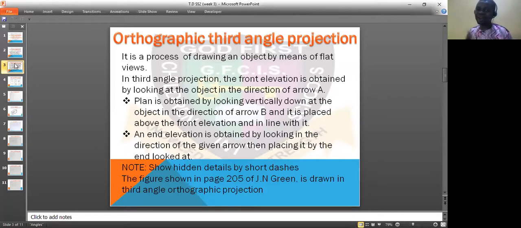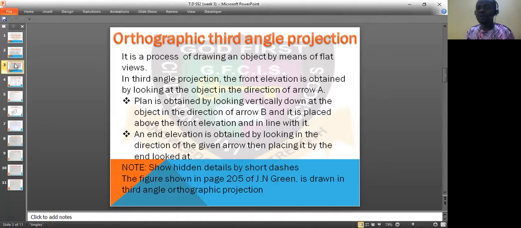The direction of arrow A indicates the front elevation. Then the plan also, just like in the case of the first angle projection, the plan is what you see when you look vertically downward, in the direction, in this case, of arrow B. Your front view, the arrow could be arrow F, arrow J, as the case may be, as the instructor or the examiner wants it to be in your drawing.